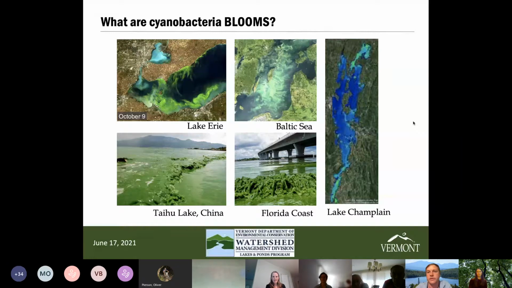And of course, Lake Champlain. Luckily, Lake Champlain is not as bad as these other systems, but we do have some problem areas where we do get recurrent blooms, like you see Missisquoi Bay in the north here, which is quite green.